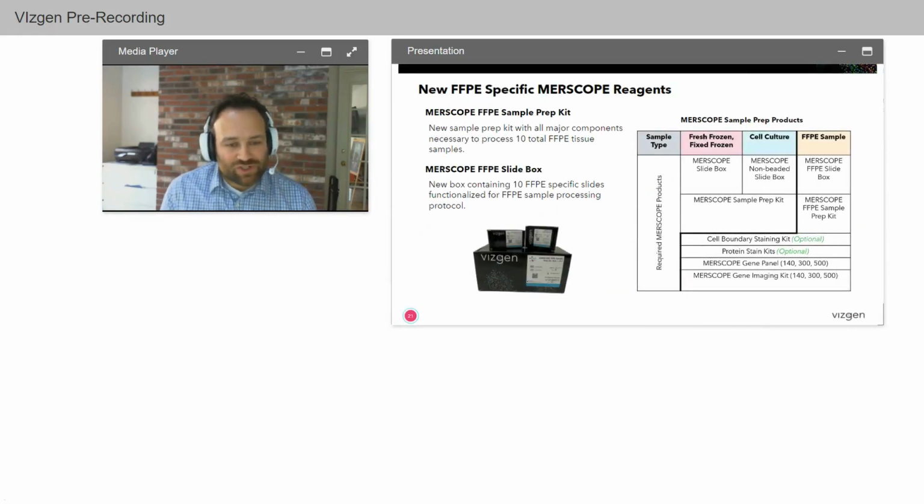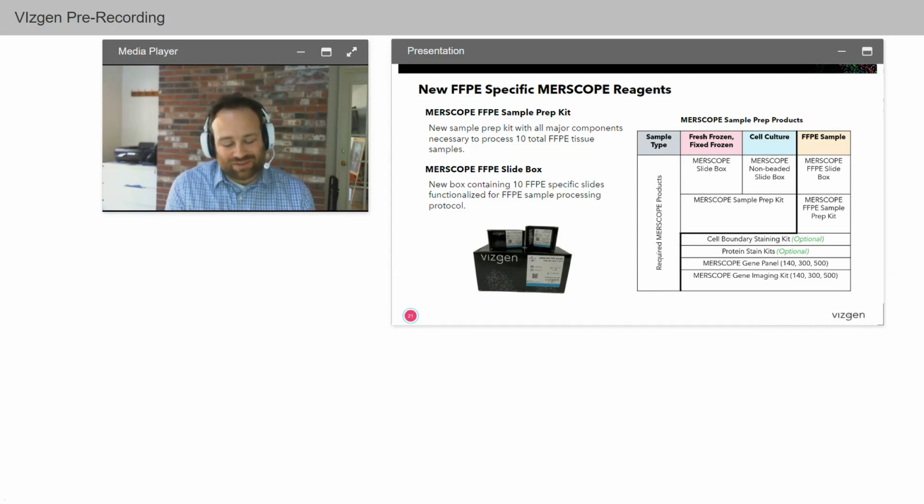So the first major component, as I mentioned, was our FFPE specific MERSCOPE reagents. Here we are releasing an FFPE sample prep kit. This is going to contain those new reagents needed to unlock those FFPE tissue samples. Together with that new sample prep kit, we are also going to be offering a new FFPE slide box. This is going to contain new FFPE specific MERSCOPE slides that are going to be compatible with our FFPE sample prep kit.